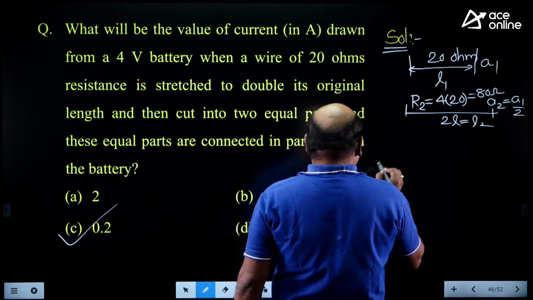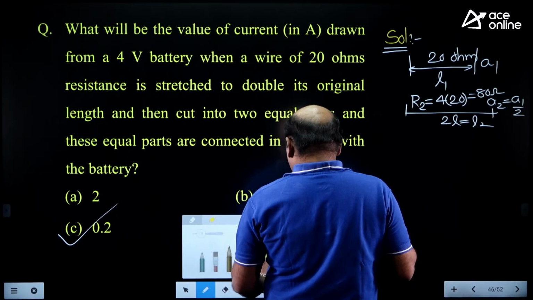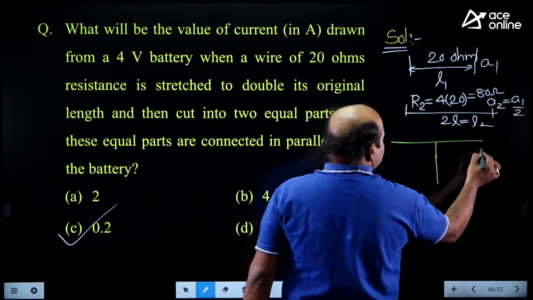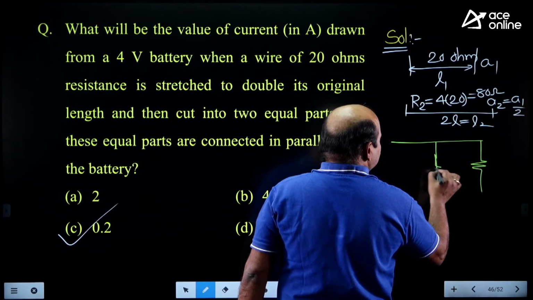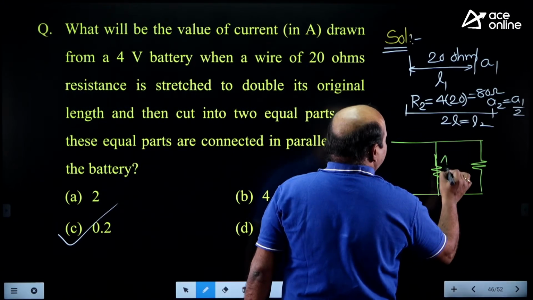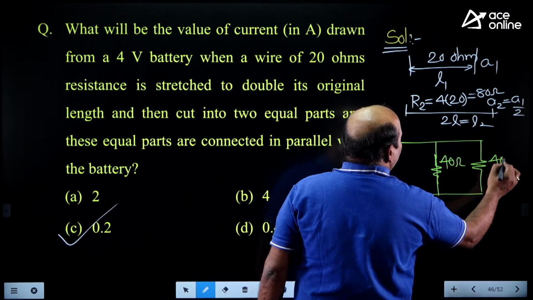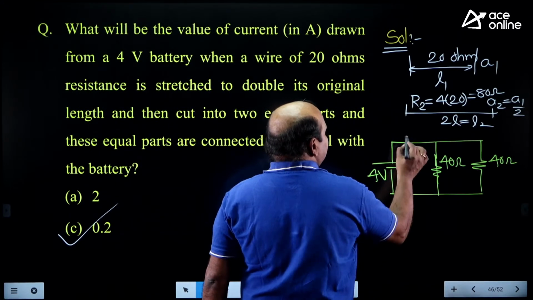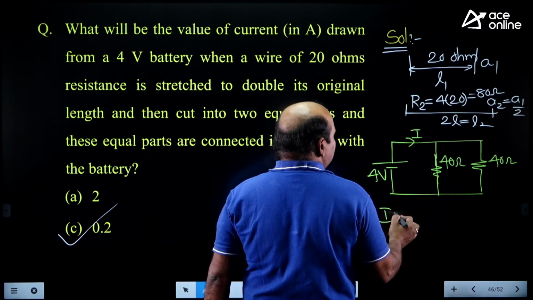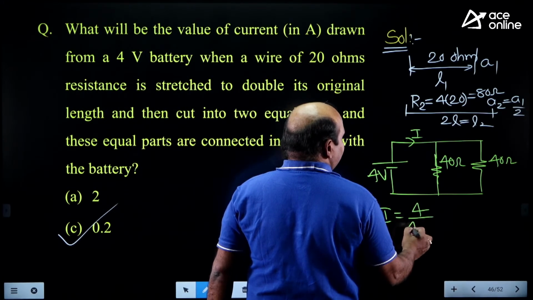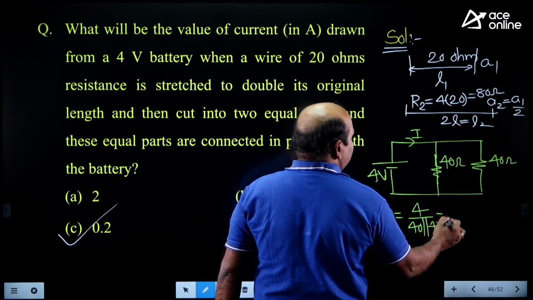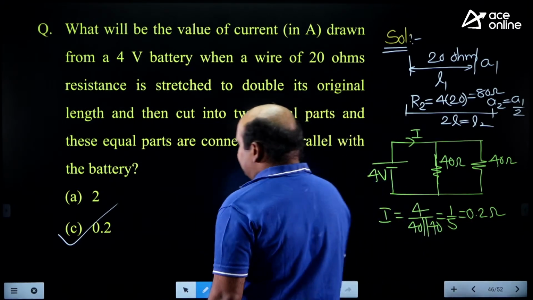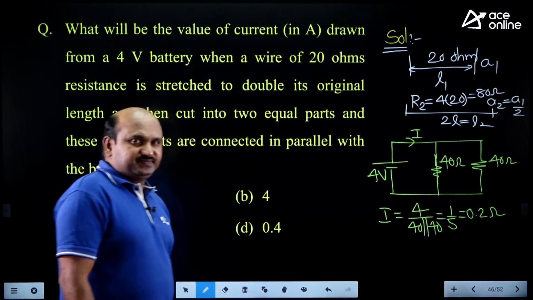This is cut into 2 portions, then he connected across these 2 resistances, 40 and 40 ohms, across a 4 volt battery. What is the resultant current? I is equal to 4 by 40 parallel with 40, which is 20, so 1 by 5, 0.2 ohms. Is it right? This is the way.